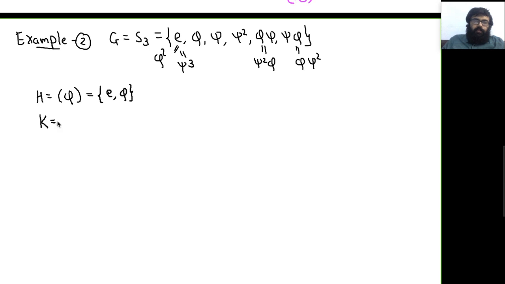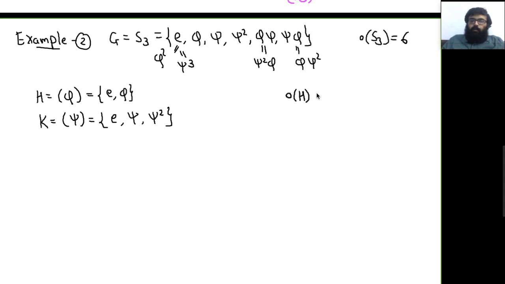And K, we consider the cyclic subgroup generated by psi. So we have psi, psi square, then psi cube, which is the identity. Order of S3 here is 6. Order of H, what we observe, is 2. Order of K is 3. So H and K are subgroups of G of order 2 and 3.